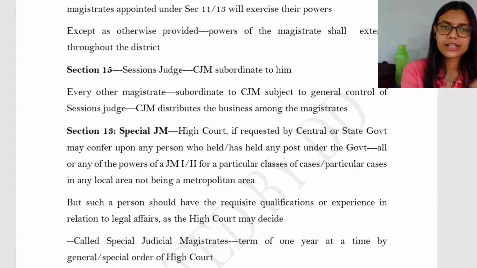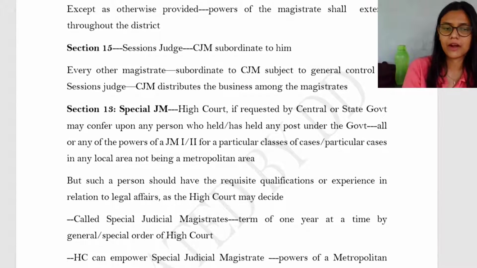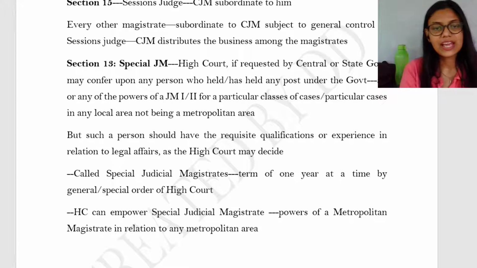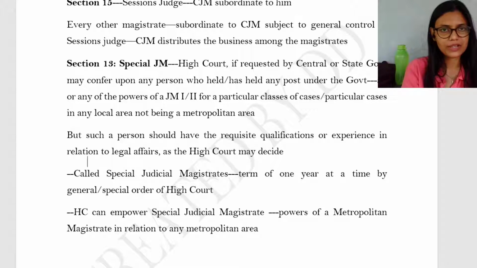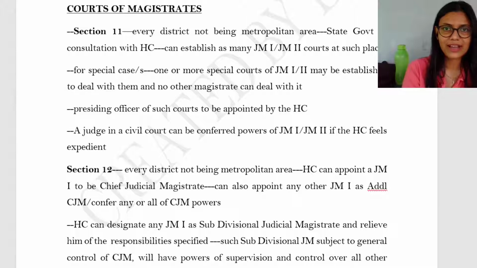And what are they called? They are called special judicial magistrates. What is their term? It is a term of 1 year by a general or a special order of the High Court. And what can a High Court do? They can also empower a special judicial magistrate with the powers of a metropolitan magistrate in relation to any metropolitan area.